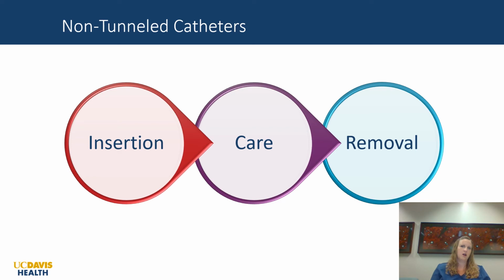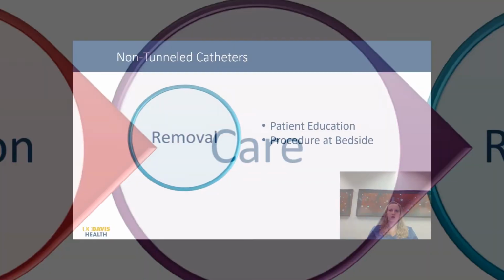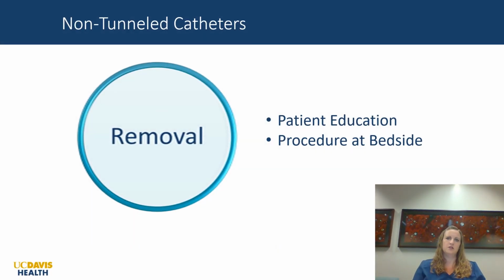So we already talked about the insertion of non-tunneled catheters. We talked about the care of the catheters. So now let's dive into the removal of these non-tunneled catheters. Once the central line is no longer indicated for your patient, the nurse must follow protocol to remove that central line as soon as possible. This not only will decrease the risk of that line being infected, but it will also decrease any other complications that the patient may get from having that line in place. So part of the removal process is performing patient education, and we're also going to walk through the procedure at the bedside.